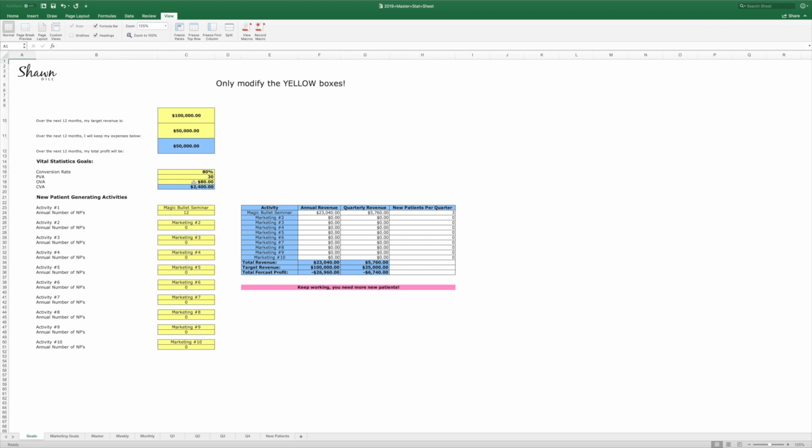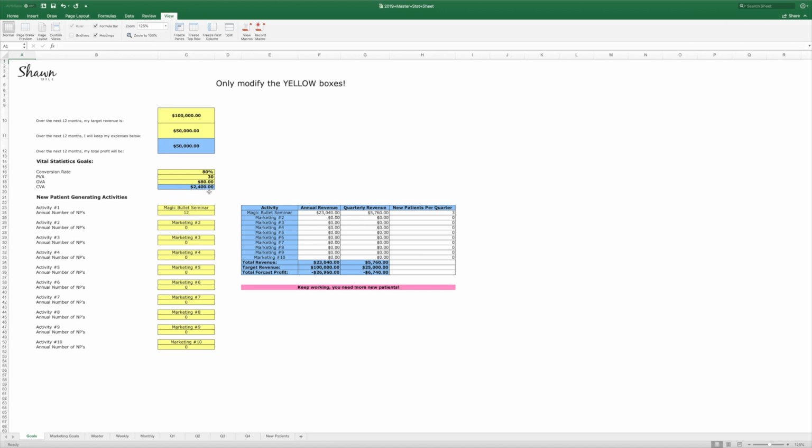That's your OVA. Last but not least is your CVA. This is your case visit average. This is how much a patient is worth over their lifetime, essentially how much they're paying you out of pocket. $2,400. The CVA calculation is PVA times OVA. How many times they're coming in over the course of their lifetime with you and how much they're paying each visit. That will calculate your CVA.